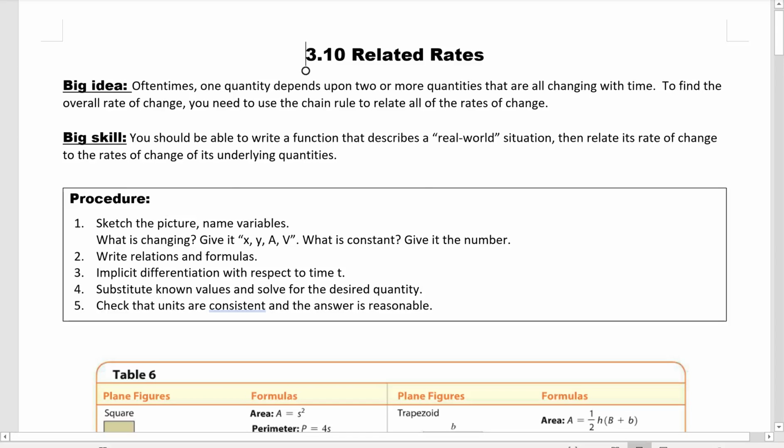Hi everyone! Today we're going to learn about 3.10 related rates. So actually there are three important application topics in Calculus 1. Related rates and the optimization problems. So these two topics are the hardest topics in Calculus 1.